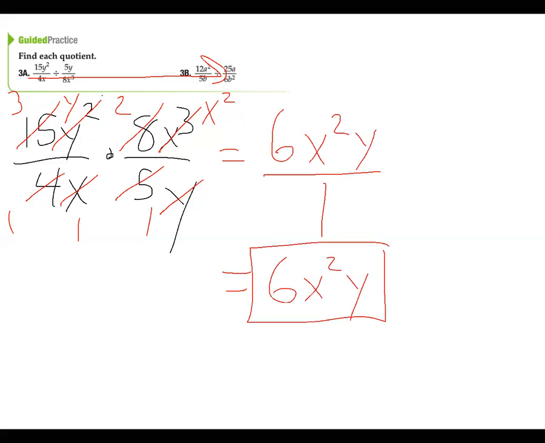Okay, now here's the thing. If the denominator reduces to just a 1, that's like you're dividing by 1, so you just write 6x squared y. But if the numerator reduces to 1, you can't just get rid of the 1, because you need that placeholder to show that the rest of the problem is in the denominator.